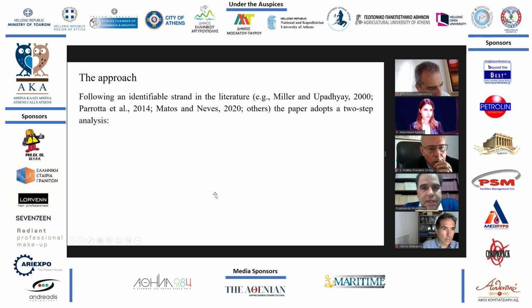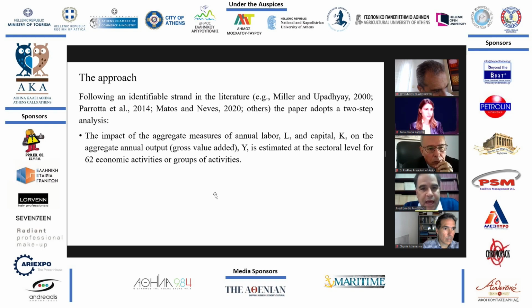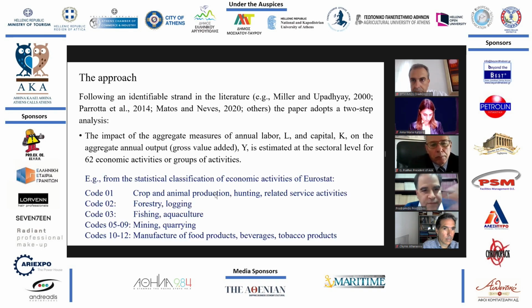Following an identifiable strand in the literature, the paper adopts a 2-step econometric analysis. The impact of the aggregate measures of annual labor and annual capital on output is estimated at the sectoral level for 62 sectors, 62 economic activities. Examples of this, for instance, the first activity is crop and animal production, hunting, and related services activities. The second activity is forestry and logging, and so on. These are pretty much standardized.